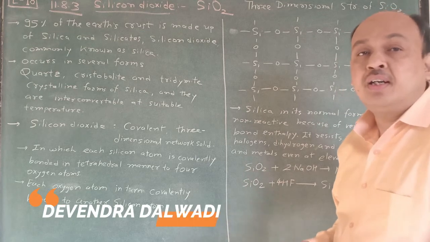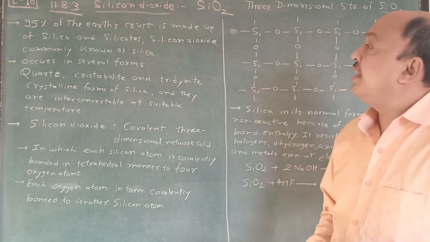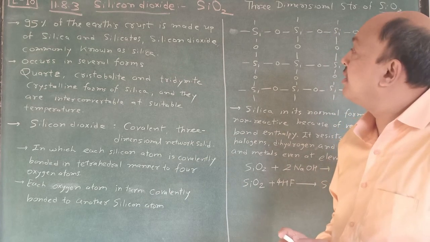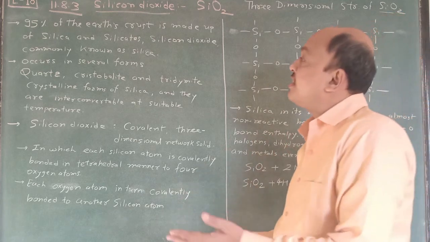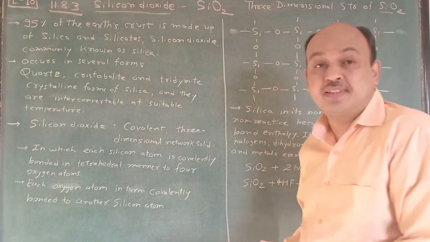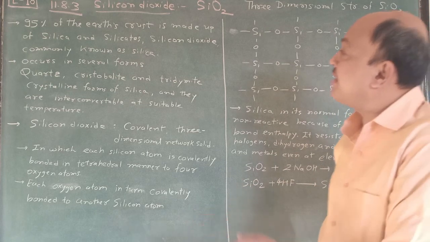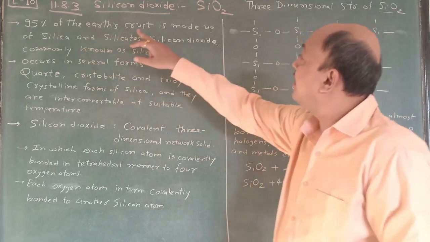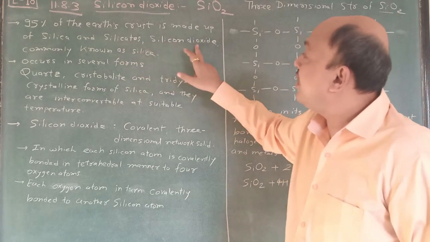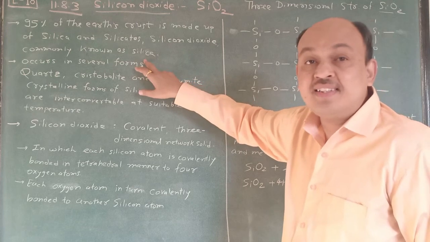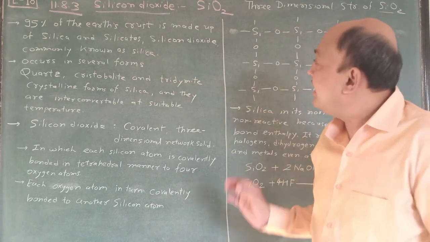Just to see, 95% of the earth's crust is made up of silica. That means in the earth's crust the maximum part is 95%. The first is oxygen, which is the maximum, but 95% of the earth's crust is made up of silica and silicates. Silicon dioxide is commonly known as silica.